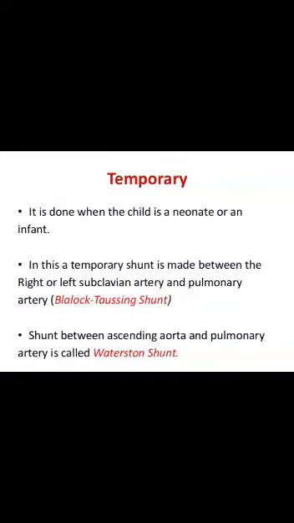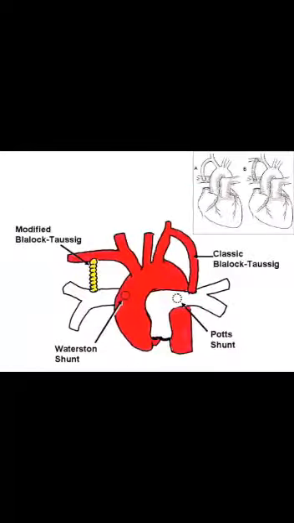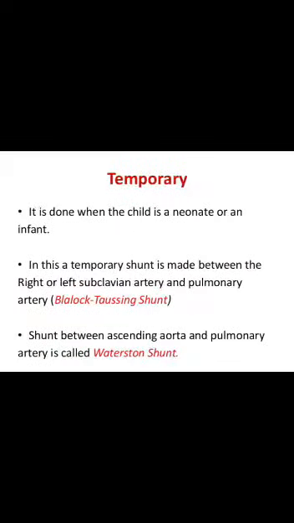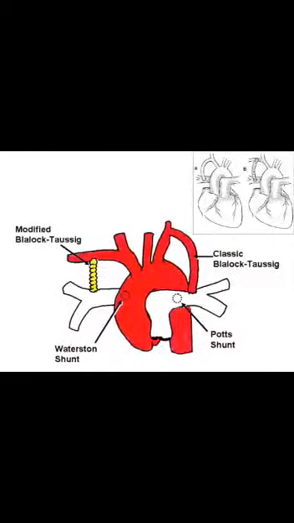In the Blalock-Taussig shunt, we put the shunt between the subclavian and pulmonary artery. And next, in the Waterston shunt, we put a shunt between the ascending aorta and pulmonary artery. Again, in the Waterston shunt, we put it between the ascending aorta and pulmonary artery. So these are all temporary shunts or temporary devices.